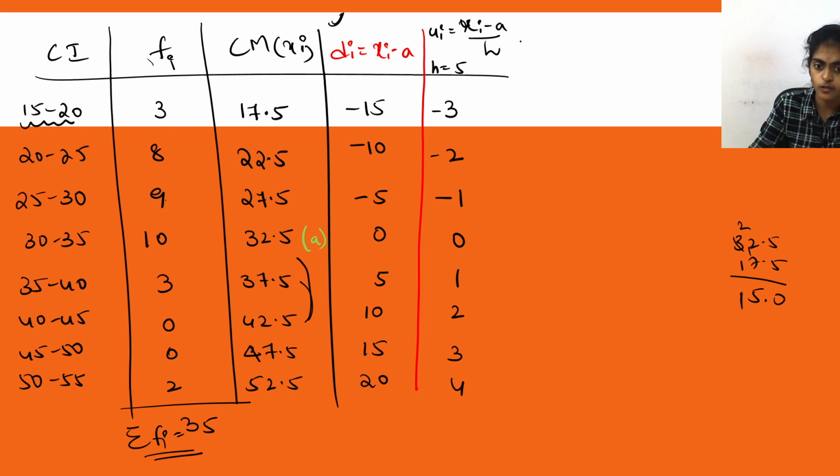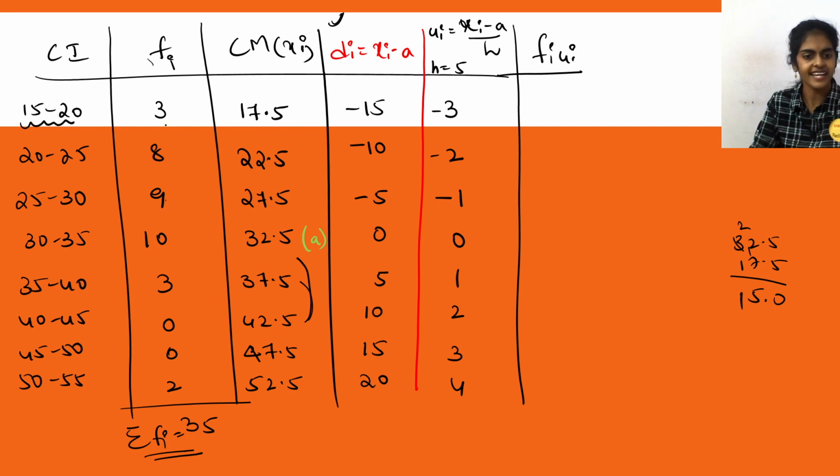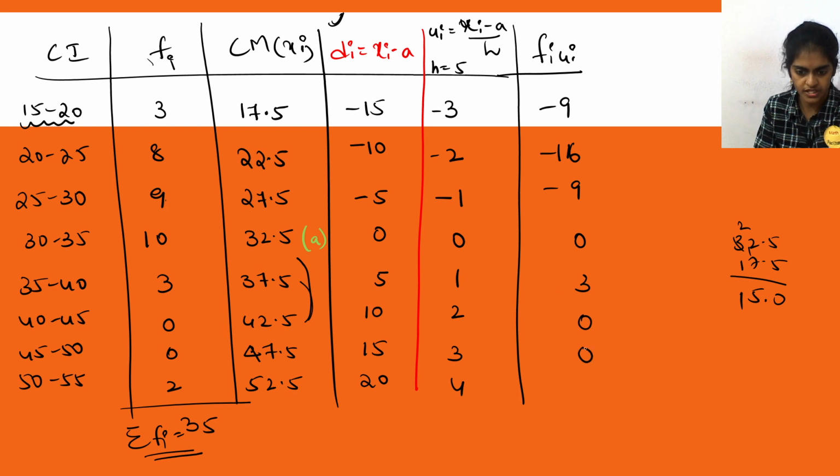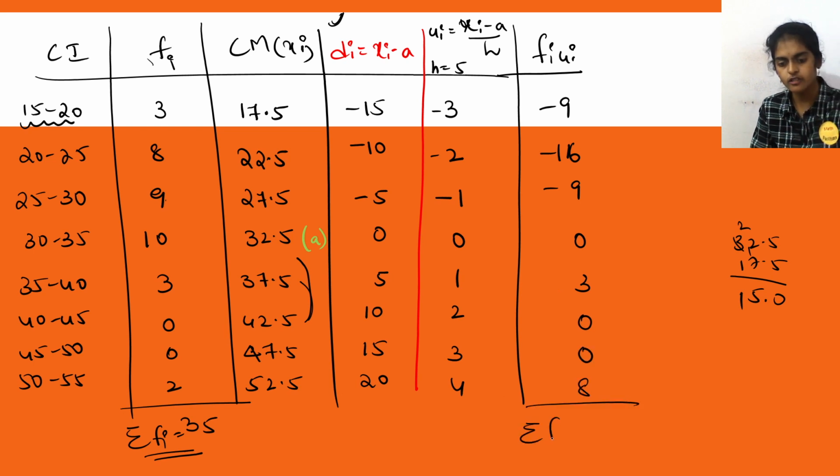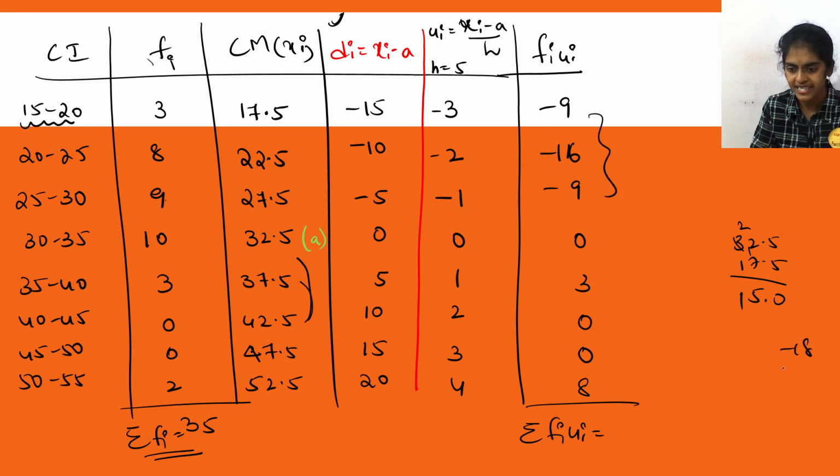The last step is you will find fiui. So fi is 3, ui is minus 3, so you will get minus 9. 8 into minus 2, minus 16. 9 into minus 1 is one more minus 9. 10 into 0 is 0. 3 ones are 3. 0 into 2, 0, 0, and this is 8. So finally you will find sigma fiui. How much are you getting here? Minus 9 minus 9 is minus 18, minus 16, you will get minus 34 here. And 8 plus 3 is 11. So minus 34 plus 11 you will get 23, but it is minus 23.